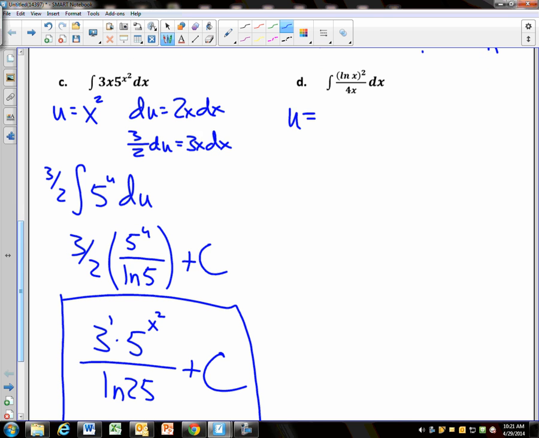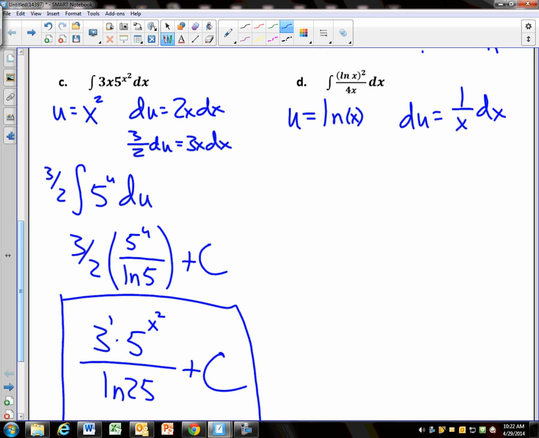A for the day. Why natural log of x? Give me a better reason than it's in parentheses. That's the answer. Because when I take the derivative, what is the derivative? You get 1 over x dx. And as you can see, we get the x in the denominator. That's why we choose u to be natural log of x, because when you take the derivative, you come up with that x in the denominator.